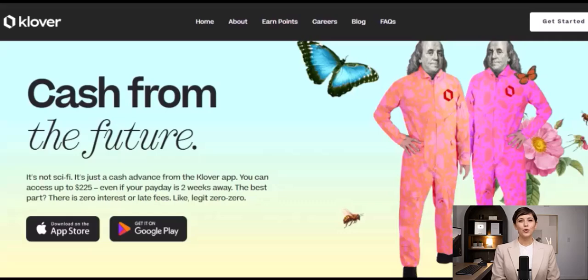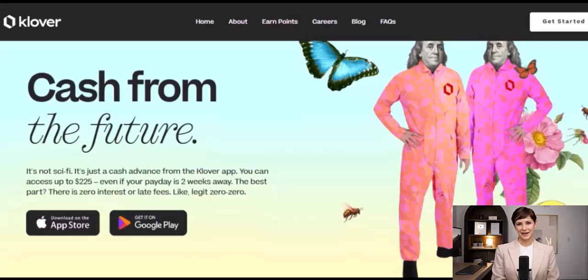When opening the application, users are greeted by the primary home screen, which displays the current eligible cash advance balance. Tapping on the cash advance section opens up the specific module dedicated to requesting these funds. Inside this cash advance interface, a slider or manual input box allows the user to specify the exact amount of money they wish to withdraw up to their approved threshold.